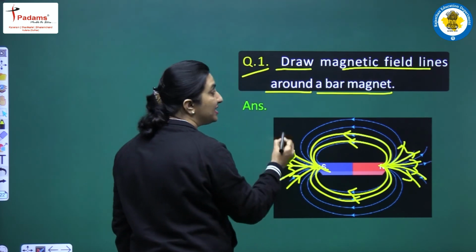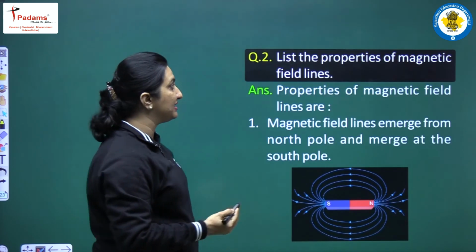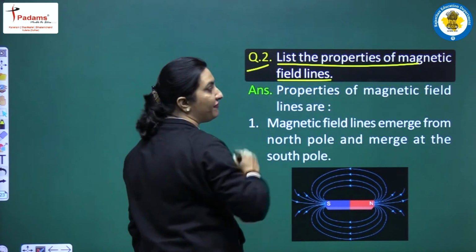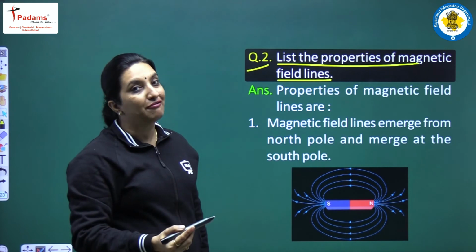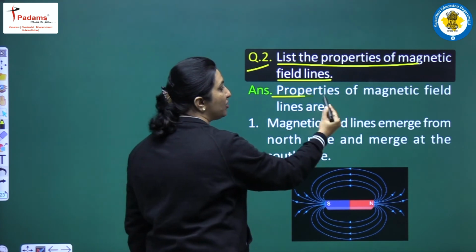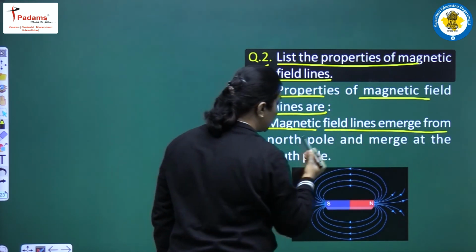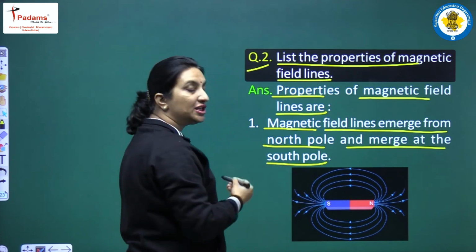So students, this is how we can draw magnetic field lines around a bar magnet. Now question number 2. List the properties of magnetic field lines. Now here we have to write the properties of these magnetic field lines. So the properties of magnetic field lines are, magnetic field lines emerge from the north pole and merge at the south pole.